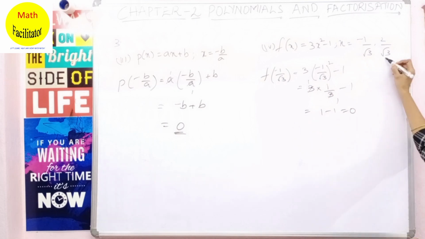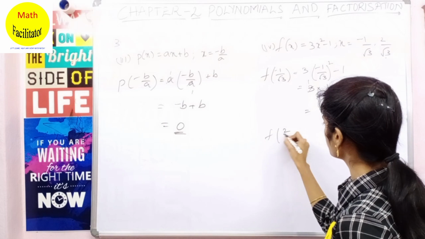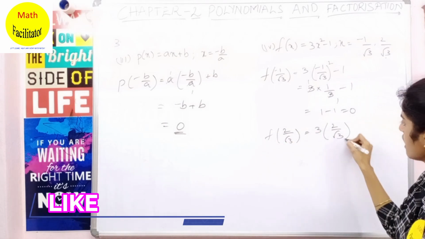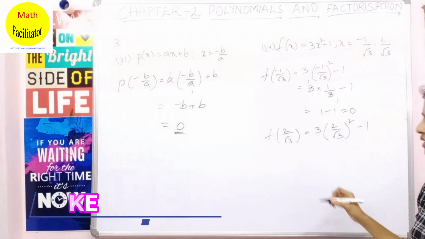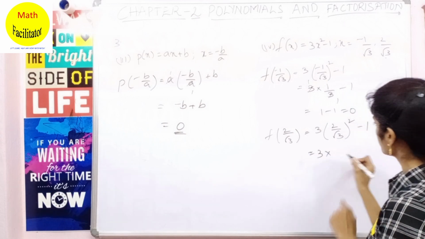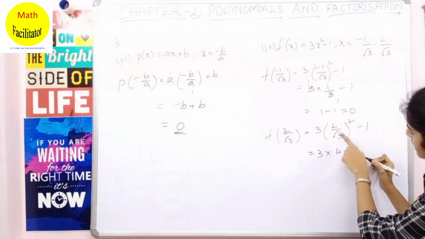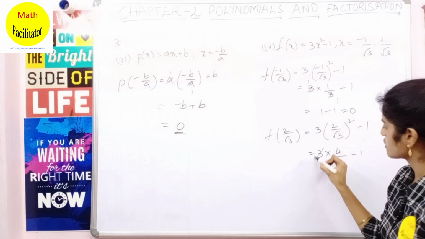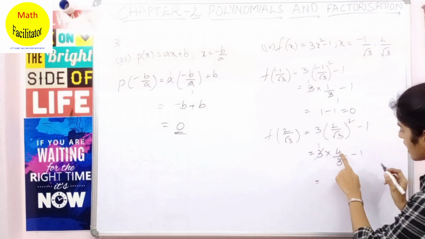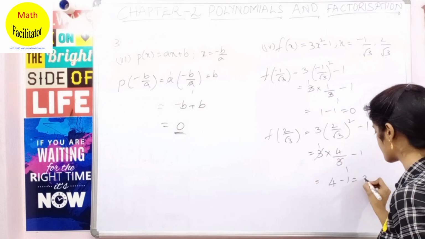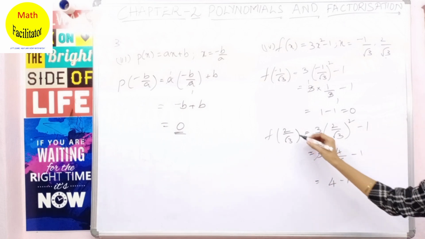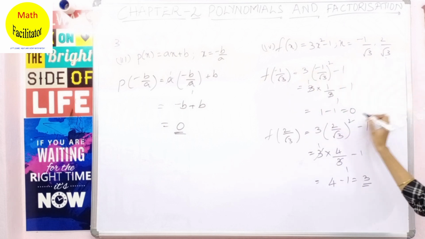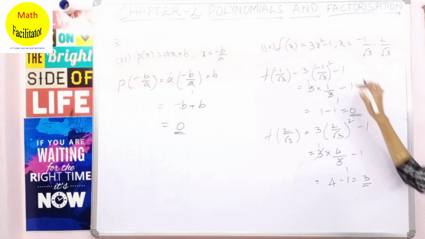Now let us take this value, f of 2 by root 3. So this is 3 into (2 by root 3) square minus 1. So this is 3 into 2 square is 4, divided by root 3 square is 3, minus 1. So 3 by 3, it is 1 into 4 is 4 minus 1, so this is 3. So 2 by root 3 is not a zero of this polynomial, but minus 1 by root 3 is a zero of the polynomial, since the value of this is becoming 0.